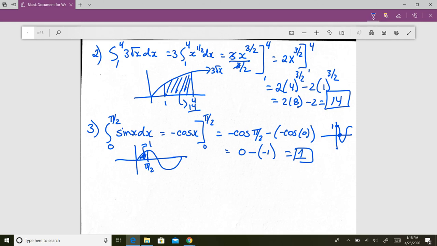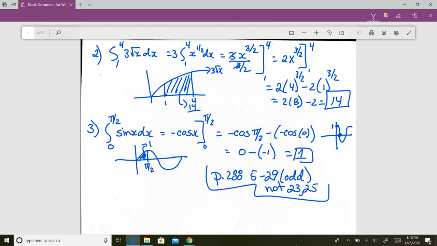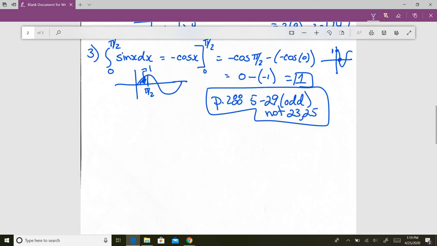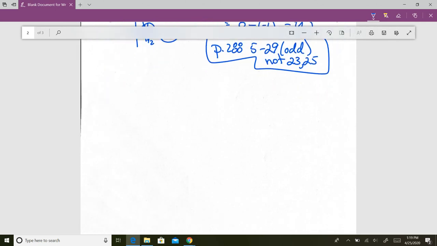All right. Okay, this would be the point in the class where I stop, and I would say, please go to page 288, questions 5 to 29 odd, but not 23 and 25. That's the next example I'm going to do, those two types, absolute values. So take a break, stop the video, try those questions, and come back to the video.